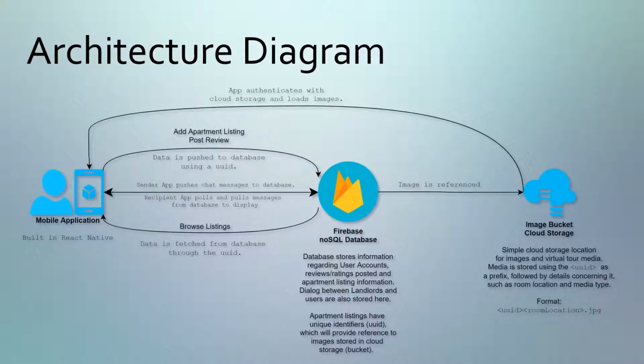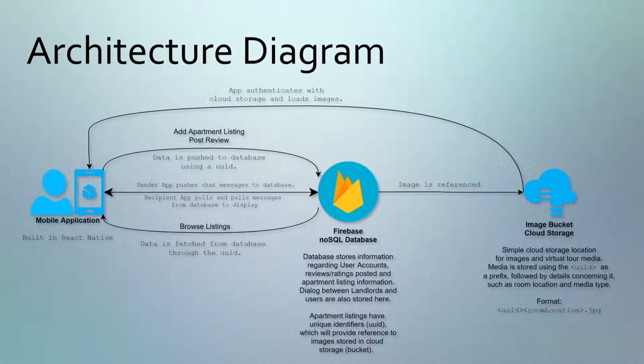In essence, the React Native mobile application sends a request to Firebase, and Firebase will then see fit how to deliver on this request. So the application may be asking for a particular apartment listing, or to post a particular apartment, and Firebase may then authenticate this request and return the result in a JSON format.